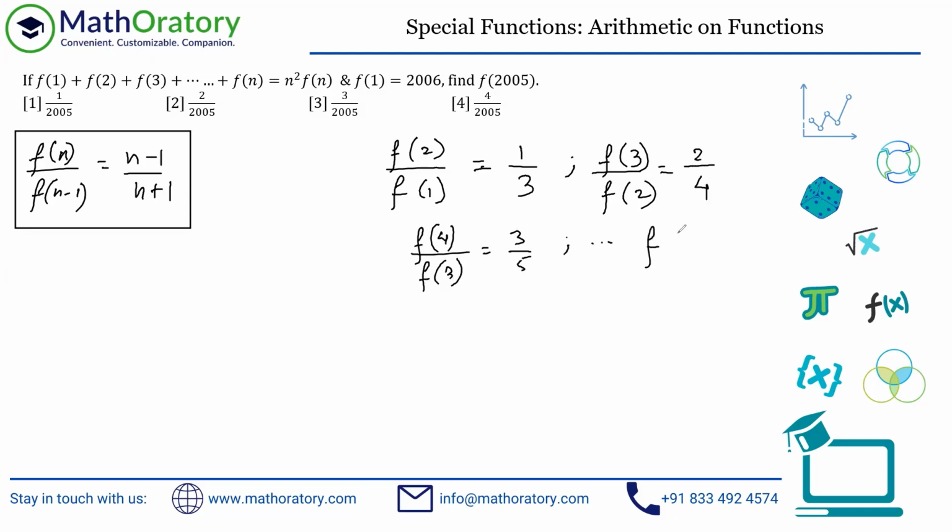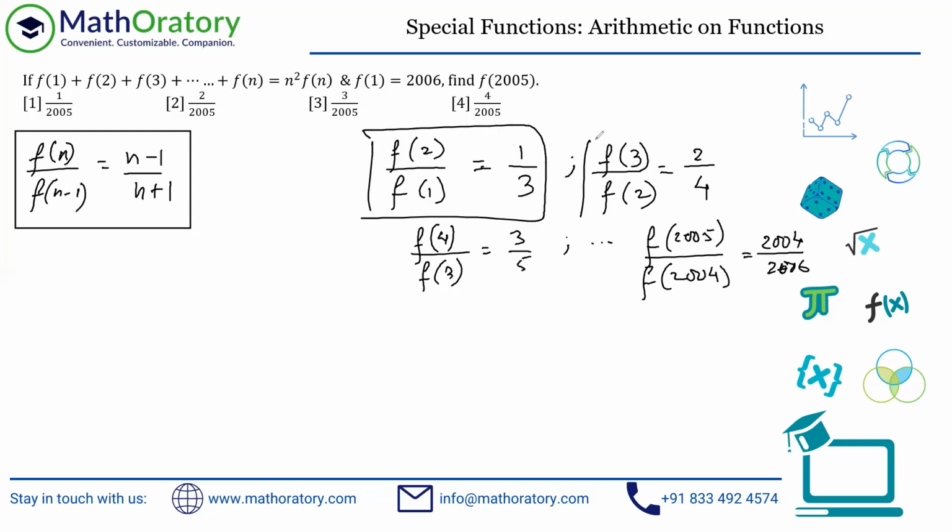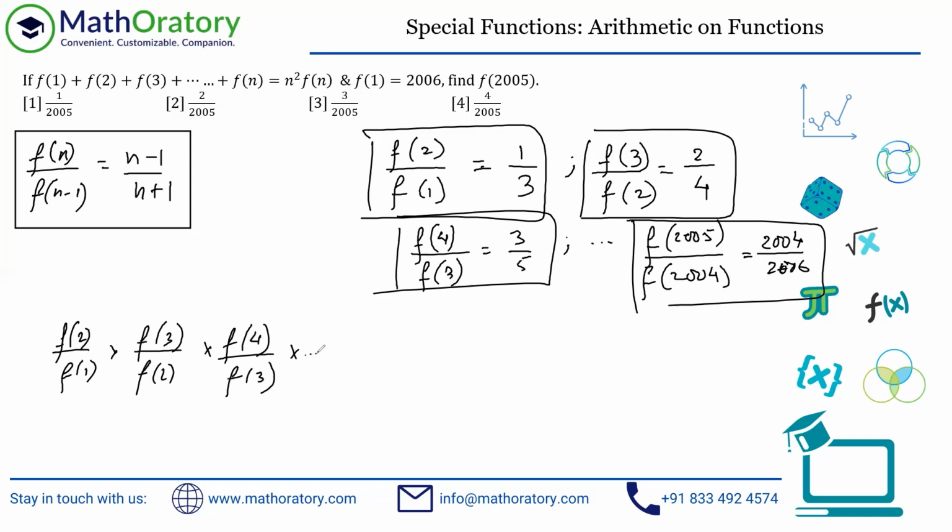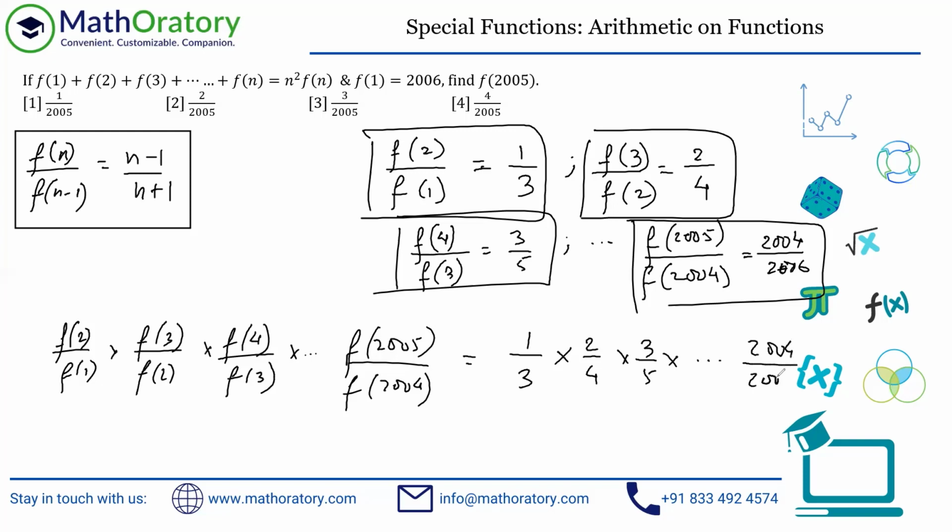This will go on till, by the way, we are looking for f of 2005, so I'll stop at that. So n is 2005, and that will give us 2004 upon 2006. Don't reduce it, keep it as it is; you'll understand why. Because it's a division kind of relationship, just multiply each one of them. If I multiply everything till f of 2005 upon f of 2004, the right hand side will be 1 by 3 into 2 by 4 into 3 by 5, and this goes on till 2004 upon 2006.